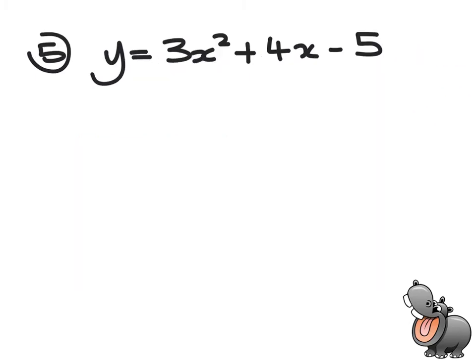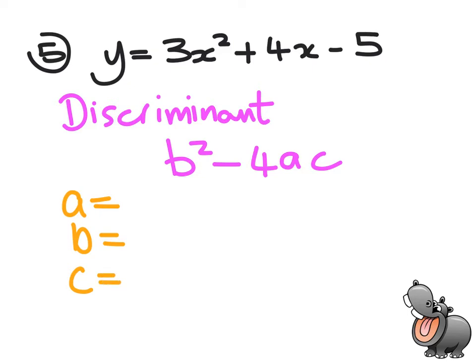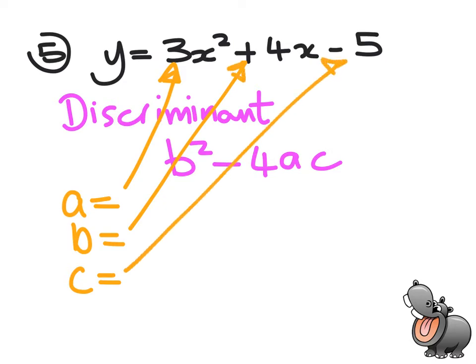Question 5, describe the nature of the roots. So that's a discriminant question. And remember, the discriminant is only your b squared minus 4ac part from your quadratic formula. So for the question up the top there, first thing we need to do is work out what's the value for a, what's the value for b, what's the value for c. So a is before the x squared, the b is before the x, and the c is the constant number.